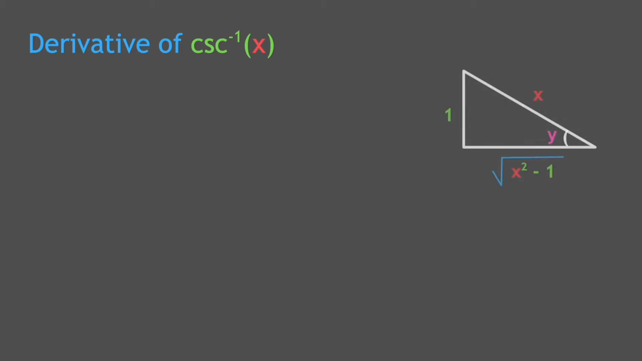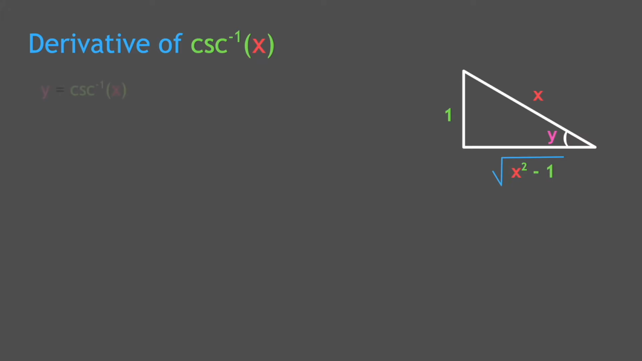Let's finish things off by talking about the derivative of the inverse cosecant of x. So the inverse cosecant is telling us that we're talking about a ratio between the hypotenuse and the opposite side. So our triangle is going to have a hypotenuse equal to x and an opposite side equal to 1. And using the Pythagorean theorem, we can find that the adjacent side is equal to the square root of x squared minus 1, and have our angle being equal to y.